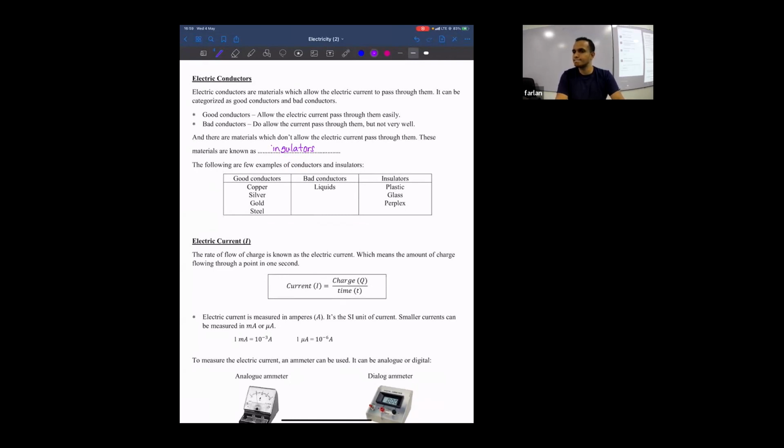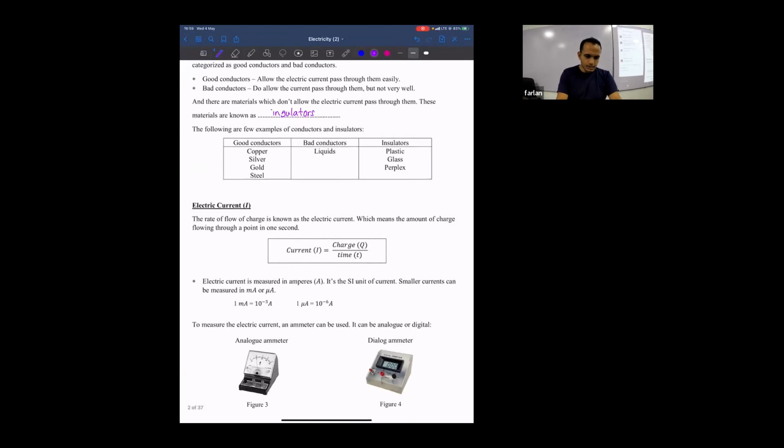Why are humans good conductors? Humans are not really good conductors. Are they good insulators? No, not insulators. The human body is made in such a way that it lets the current pass through it. So it is not an insulator, but it's not a very good conductor either.